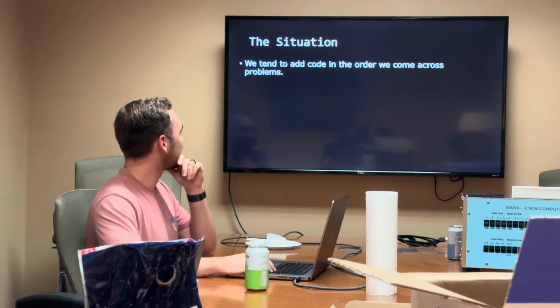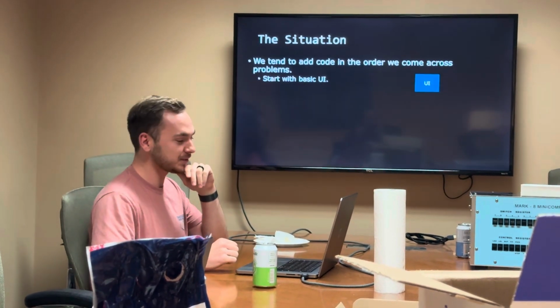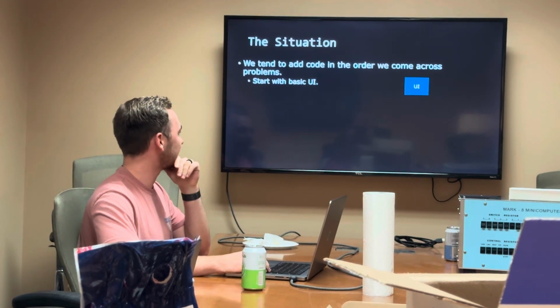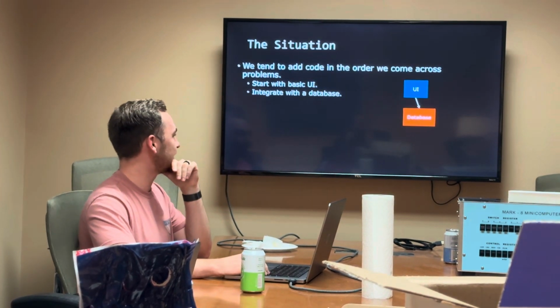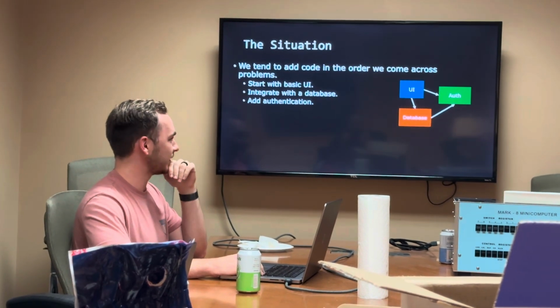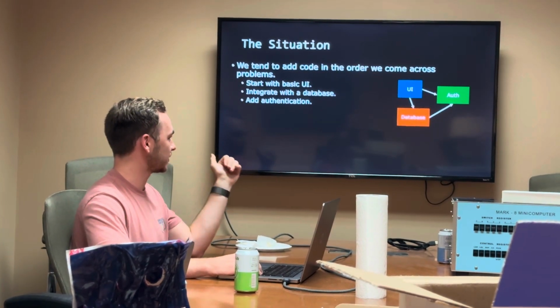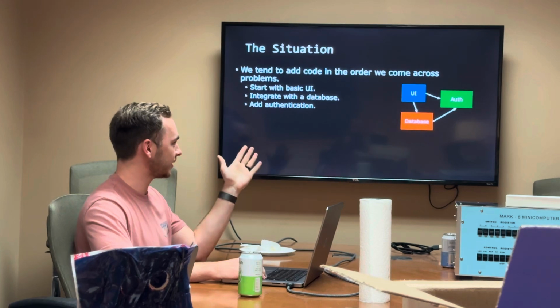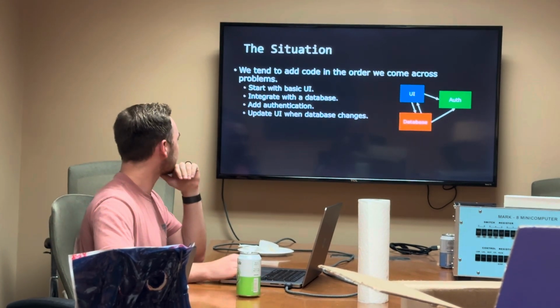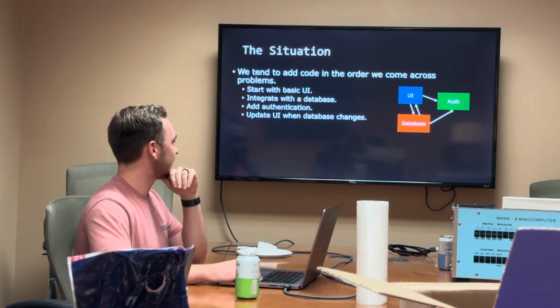So let's talk about the situation that happens. We tend to add code in the order that we come across problems. An example of that could be that we start with some basic UI. We come up with a wireframe or whatever, and then we want to integrate it with the database. So the UI now depends on the database. Then we need to add authentication so that users can only access their specific types of data. And we need to add a login and a sign-up page, and so now the dependencies are starting to become a bit more complex. We then need to update the UI whenever the database changes.